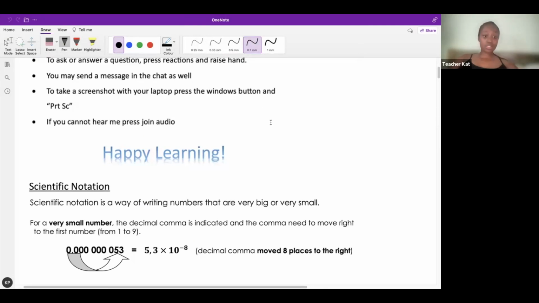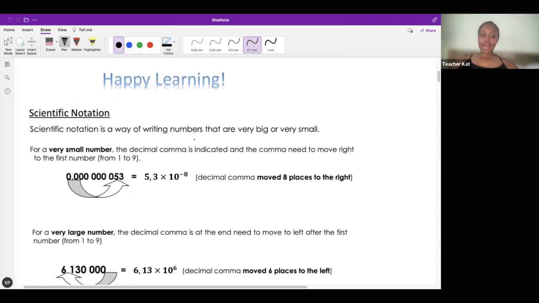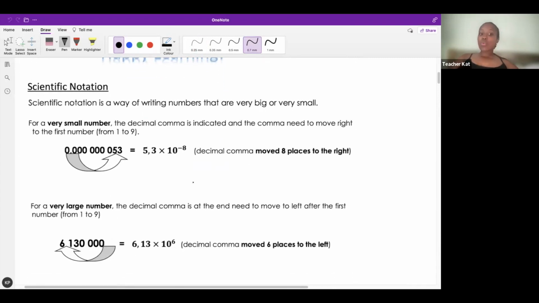But it is important. So this is a way of writing very big or very small numbers as a decimal with a multiplication of 10 to the power of something. So now we need to decide, how do we decide the exponents, and how do we know where we're moving my comma? Okay, so if we look here very carefully, we have a very small number.